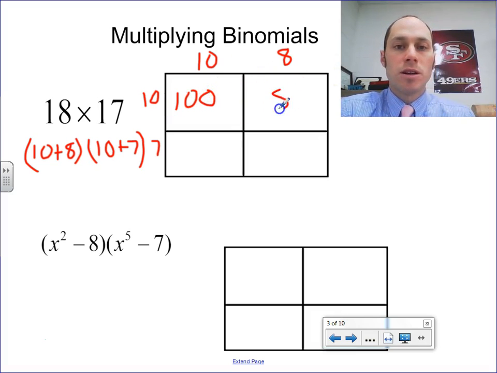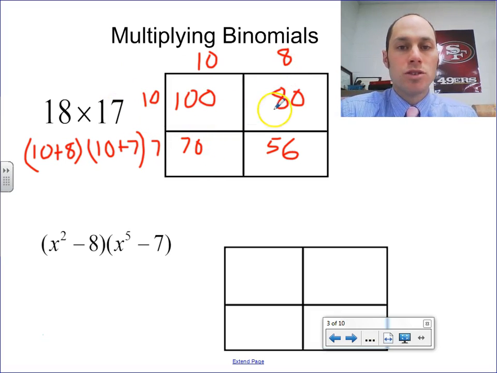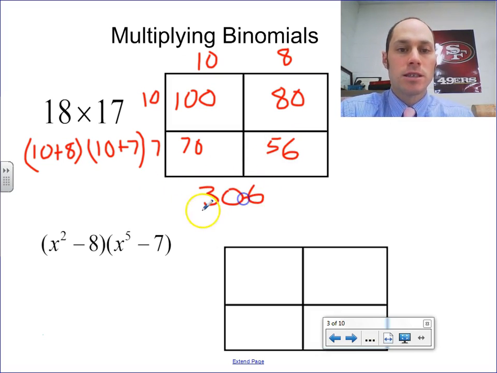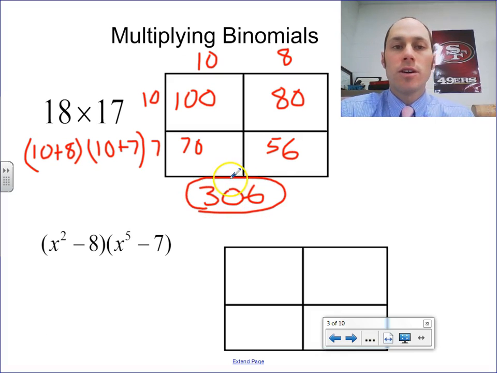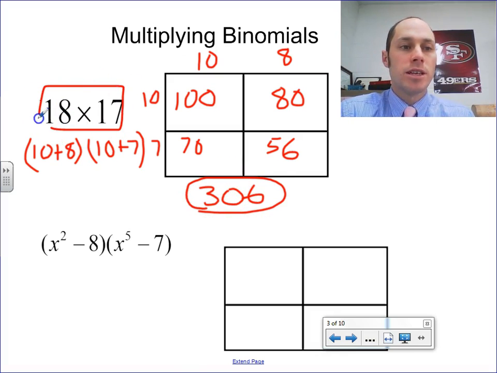10 times 8, this part is 80. 10 times 7, this section is 70. The final section is 7 times 8, 56. So if I add these 4 sections together, it gives me the total area of 18 times 17. 100 plus 80 is 180, plus 70 is 250, plus 56 is 306. And that's what you calculated earlier for 18 times 17. So it doesn't matter which way we go. We can multiply 18 times 17, or we can multiply each of the parts together.